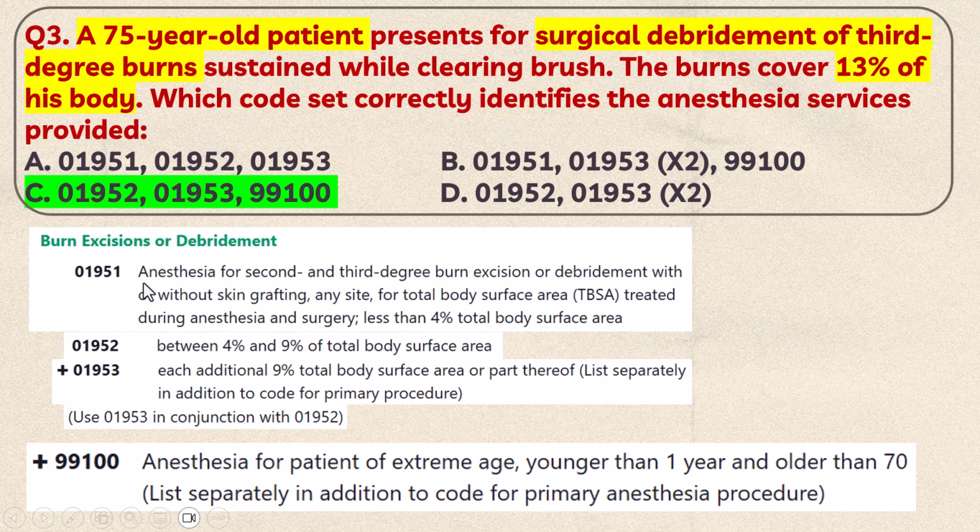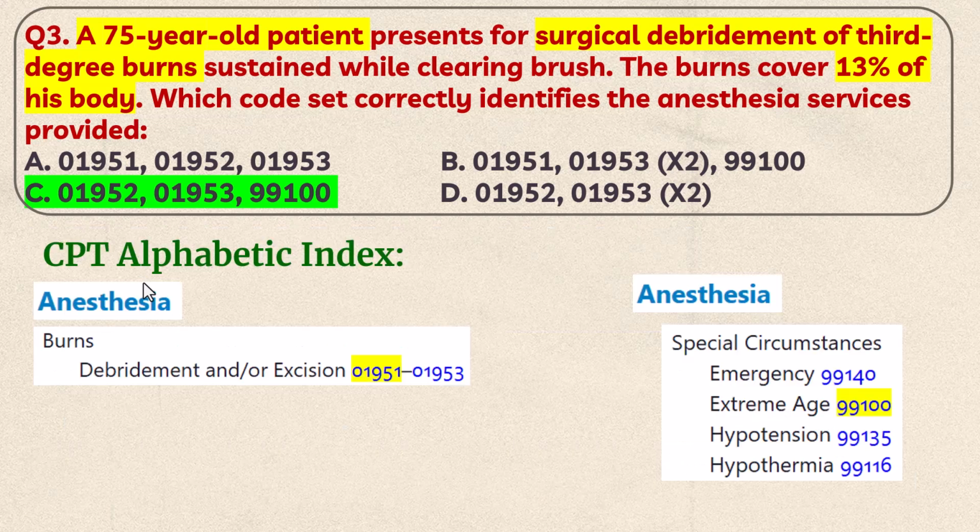So if you encounter this case in the real working world, you can use the CPT alphabetic index. In the CPT alphabetic index, the main search term is anesthesia, then go for the subterm burns. Here the subterm is debridement or excision. It will lead you to the code series 01951 to 01953. Again come back to the table list and confirm the answer. And for the extreme age, again go for the anesthesia subterm special circumstances. Here you have to go for the extreme age, that is 99100. So the correct answer will be answer C.